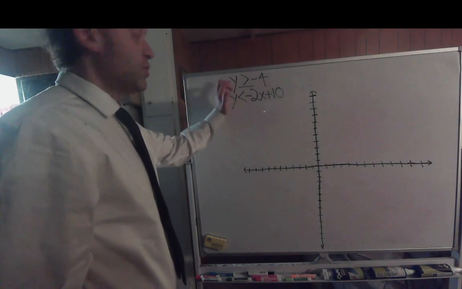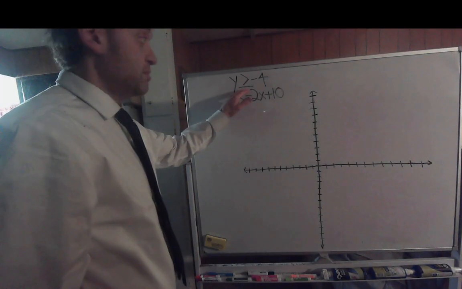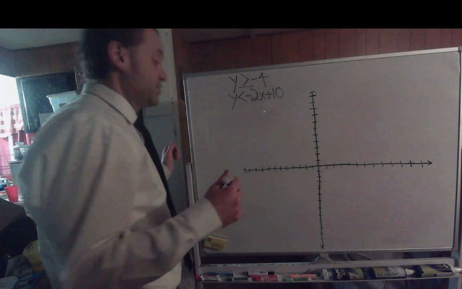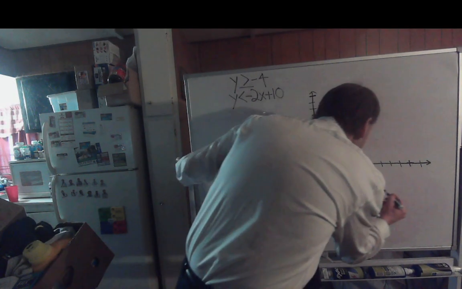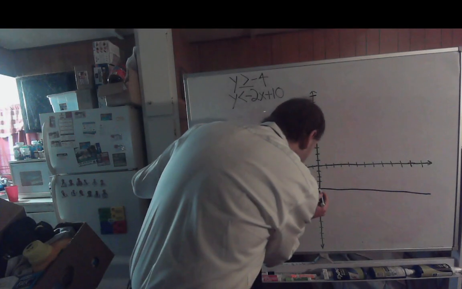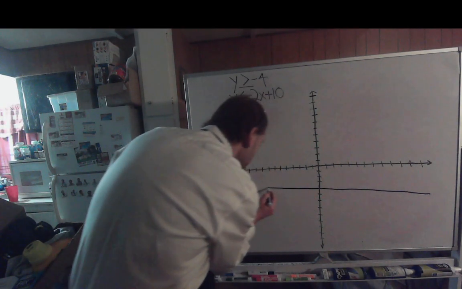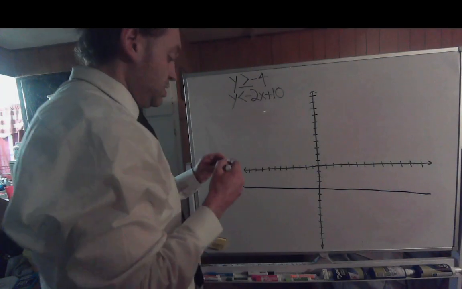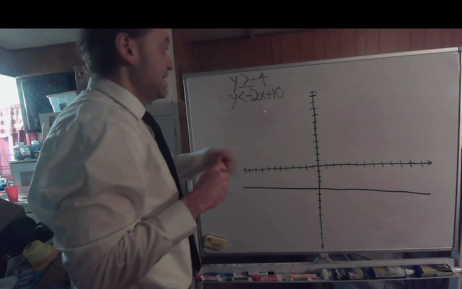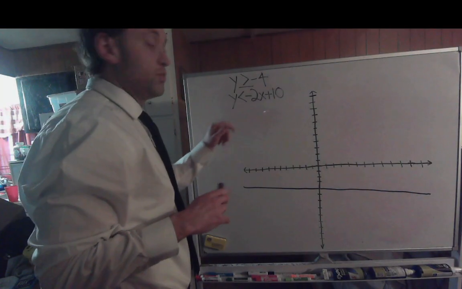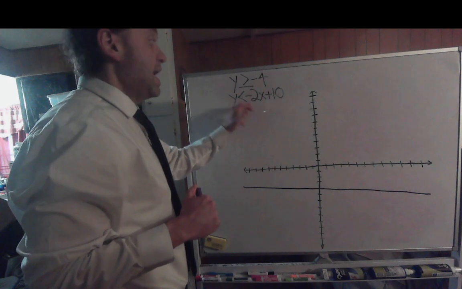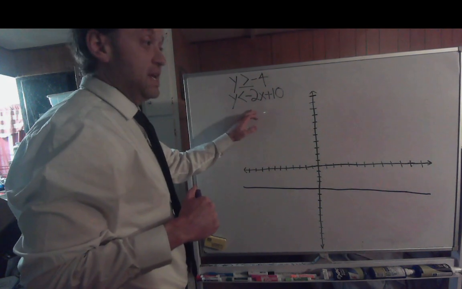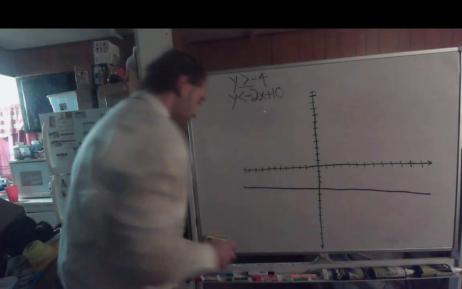Since we have the greater than, we have the equal to component, it's going to be a solid line through y equals negative 4. So it's going to go like that. All right, now y is less than negative 2x plus 10. So through the line y equals negative 2x plus 10, we're actually going to draw a dotted line since that's not part of your solution set.